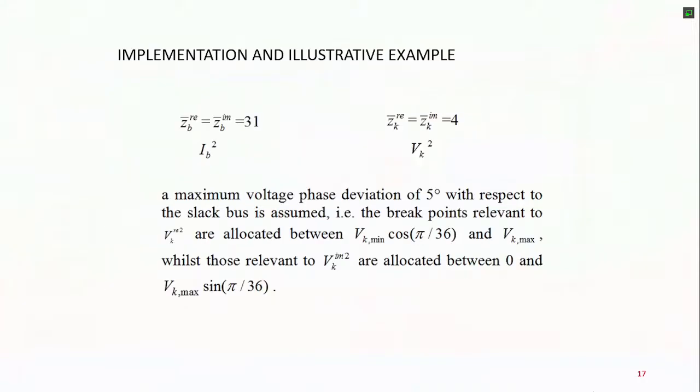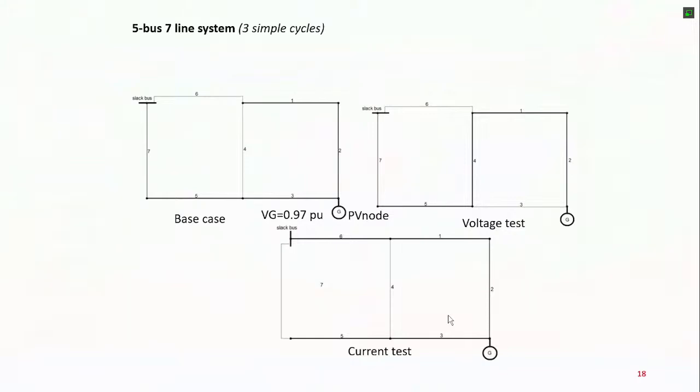So we can pass just to the illustration of the examples. Here are the details. For the representation of the square of the current, we have represented with models of 31 segments, no? So 31 lines in order to represent with detail all the current. For the voltage, I said that we can limit to 4 because we assume that the maximum phase deviation is 5 degrees with respect to the slack bus. So this is the first illustrative model.